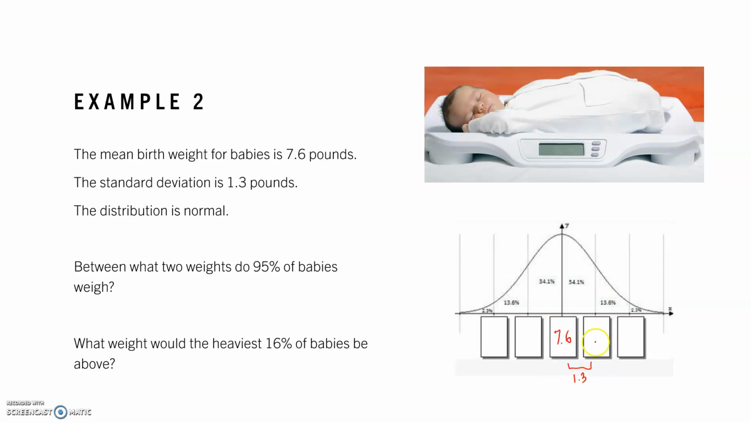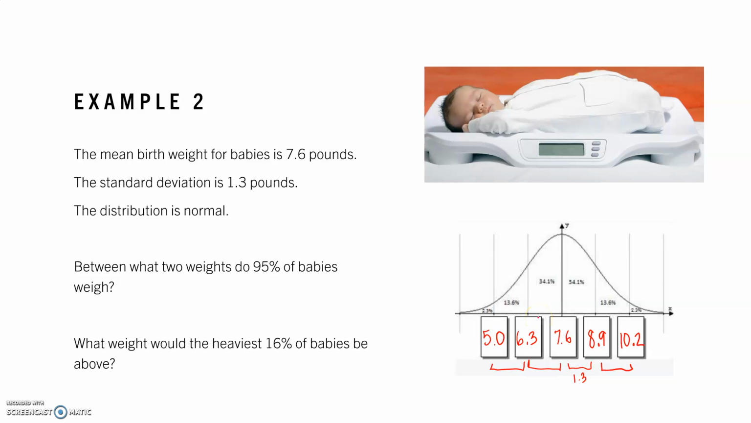So if I add 1.3, that's the standard deviation. This would be 8.9. If I add another 1.3, that would be 10.2. And then I'm going to go backwards by 1.3, so that would be 6.3. And then I go backwards one more time, and that would be 5.